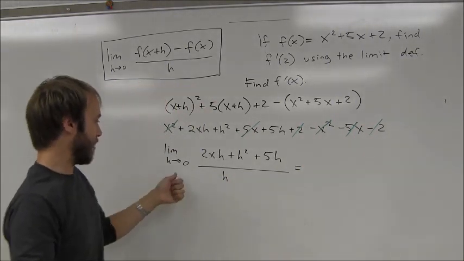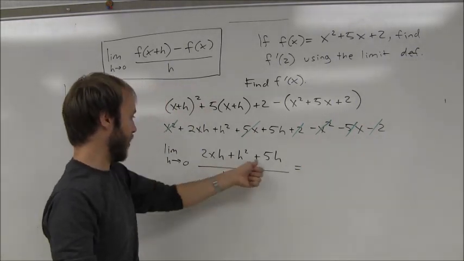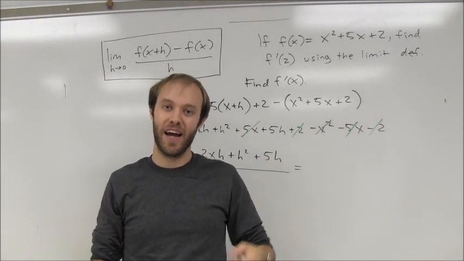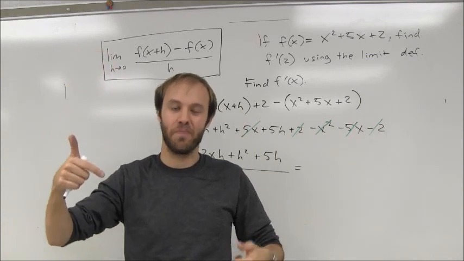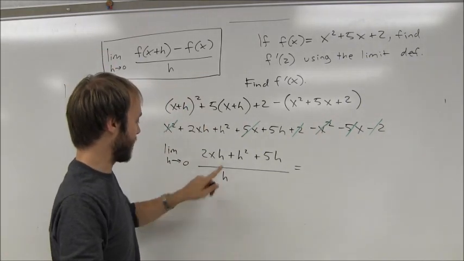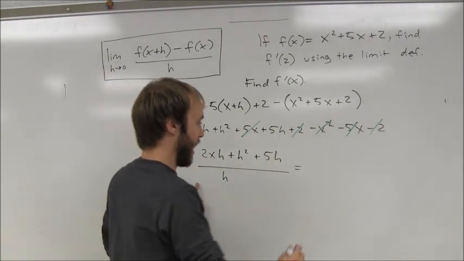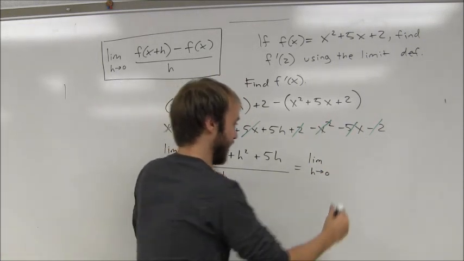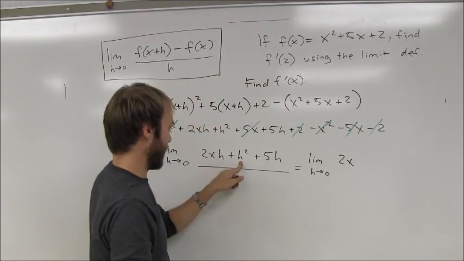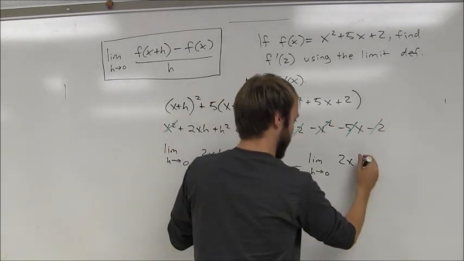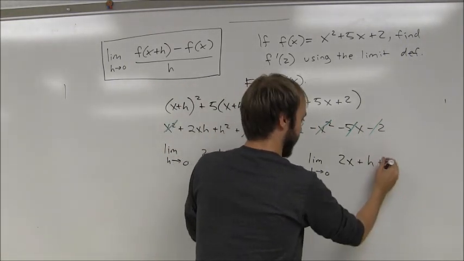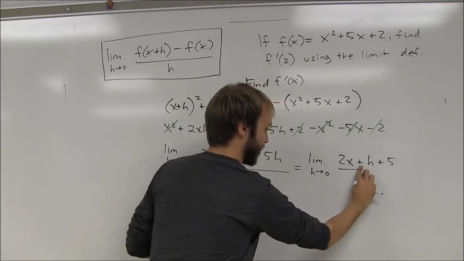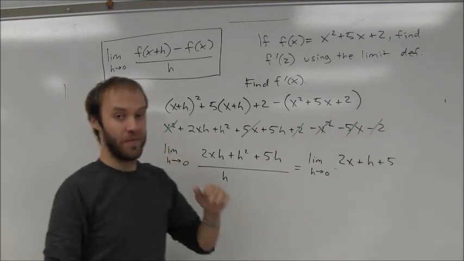Well, right now if I substitute 0 in for h, you're going to see that everything here is going to go to 0. I end up with that indeterminate form of 0 over 0. I don't want that. So I'm going to divide out a greatest common factor of h from each of these terms. I'm going to end up with the limit as h approaches 0. In the top, I'm going to be left with a 2x, an h, and a 5. And there is no denominator now because I've divided out that h from the numerator and denominator. So that's what I'm left with.